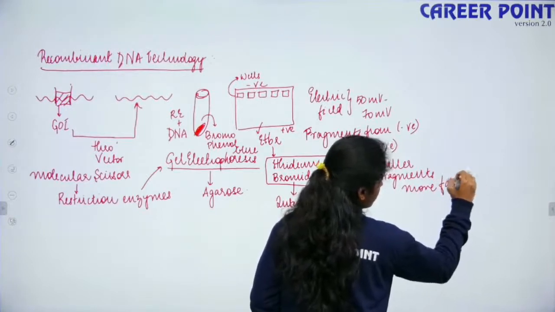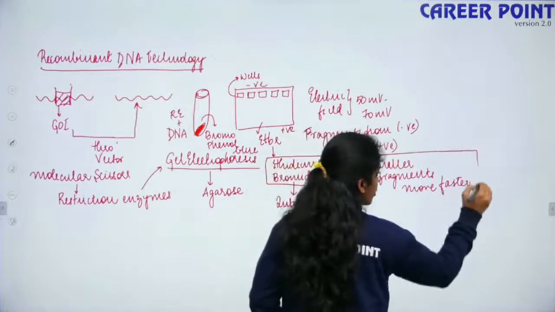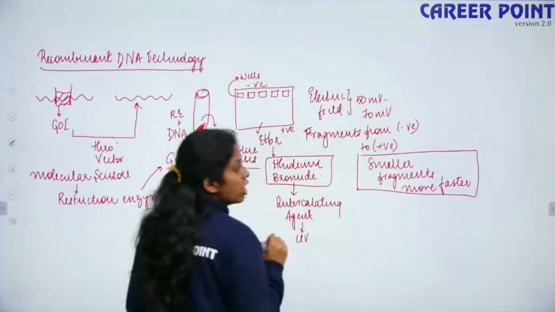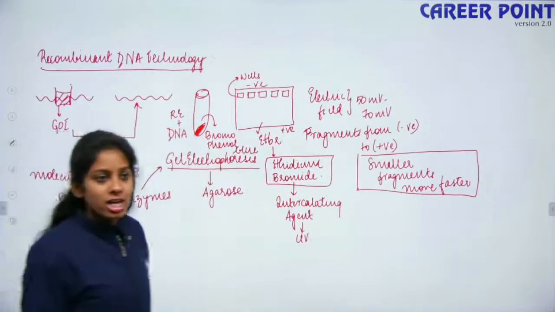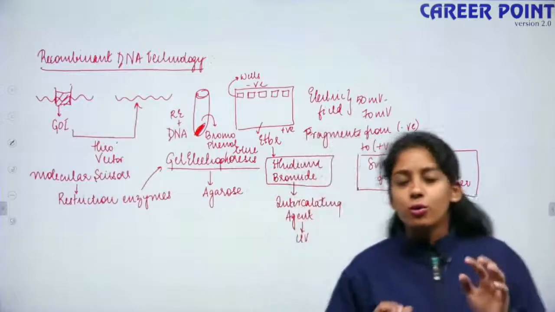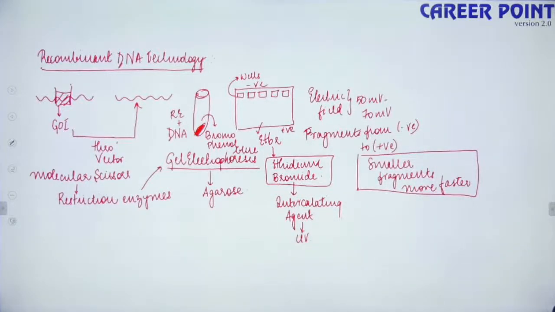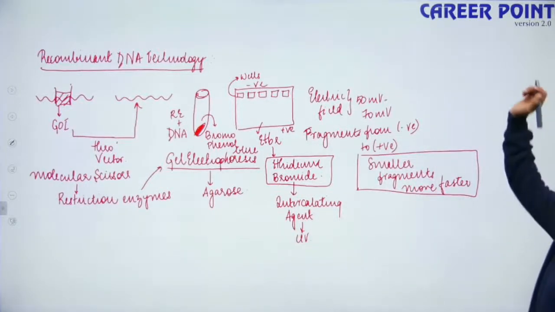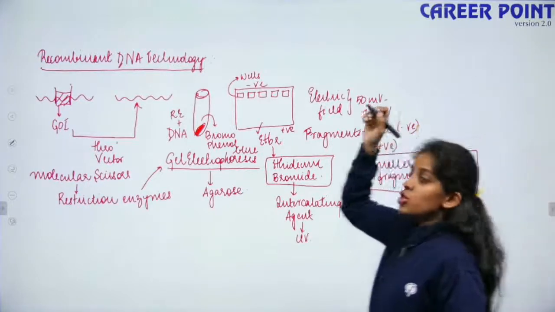So this is the principle that your gel electrophoresis follows. It is based on the size. The smaller the size, the quicker it moves. The larger the size, the more time it takes, right? Okay. So now, how do you know which is what size?